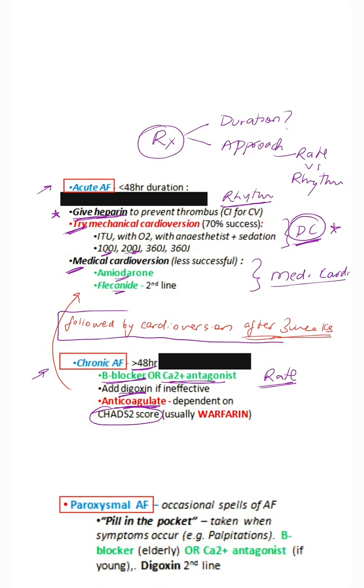atrial fibrillation treatment. Lastly, in some cases, occasional spells of atrial fibrillation may occur. This is called paroxysmal atrial fibrillation. In these cases, a pill in the pocket approach is taken, where the antiarrhythmic drug may be used when the symptoms develop temporarily. With this, I would like to conclude this video.